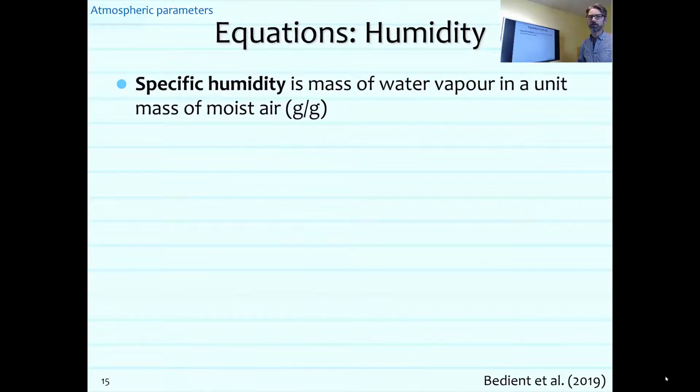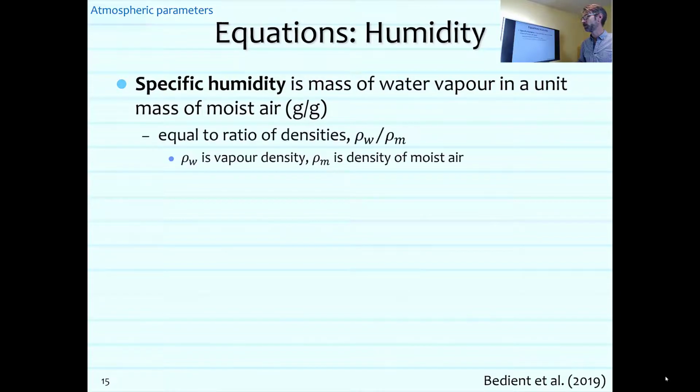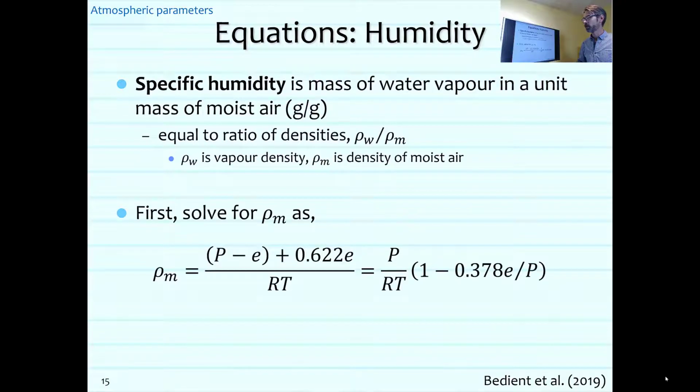Another important equation for humidity is the specific humidity. This is the mass of water vapor in a unit mass of moist air. So how many grams of water vapor for every gram of the mixture of air? It's equal to the ratio of the vapor density and the density of moist air, and we can find it by solving this equation. When you solve here, you end up with this.